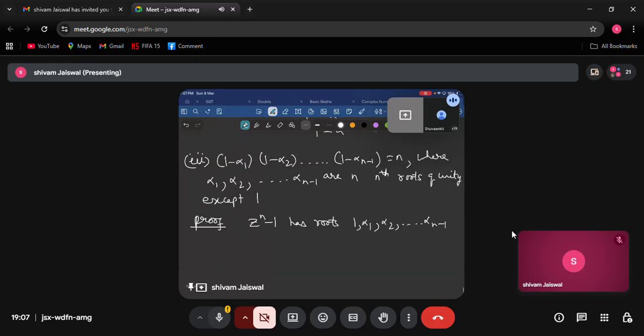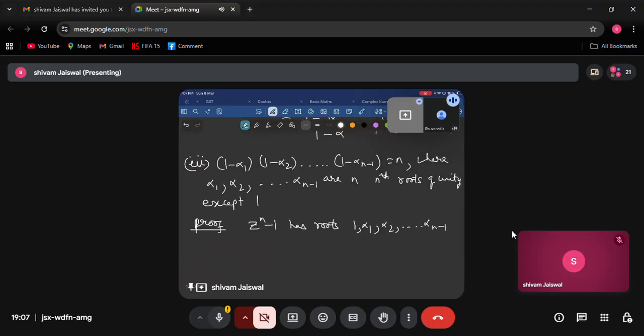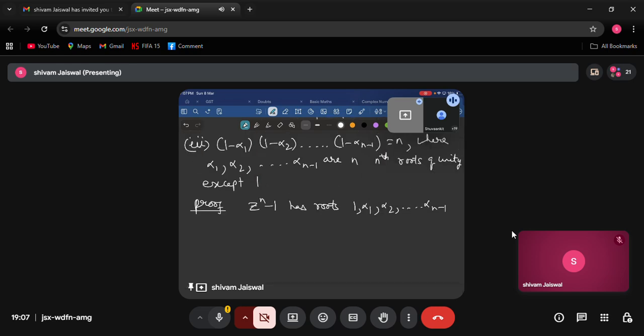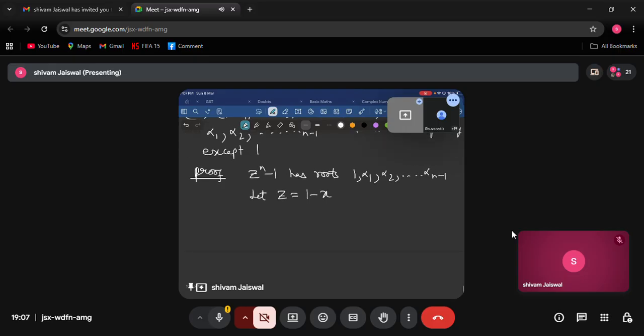So how to do? Let us do transformation. So the roots are alpha 1, alpha 2 up to alpha n minus 1. So let us take one transformation. Let z is equal to 1 minus x. Okay, everyone. So over here, what are we getting? 1 minus x whole to the power n minus 1 is equal to 0. Right, tell me again. Now all the roots are of the form 1 minus x. Yes or no?